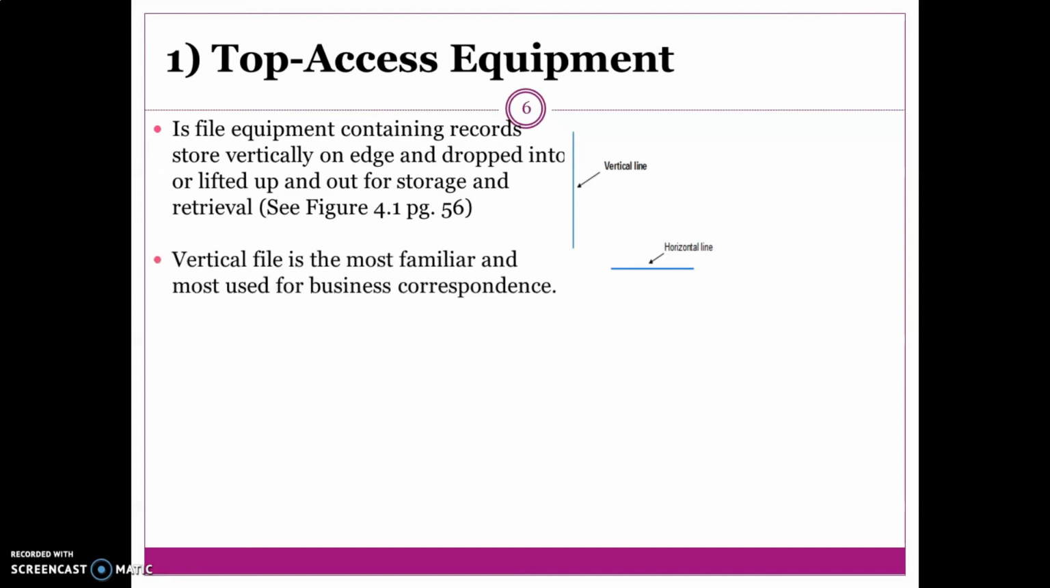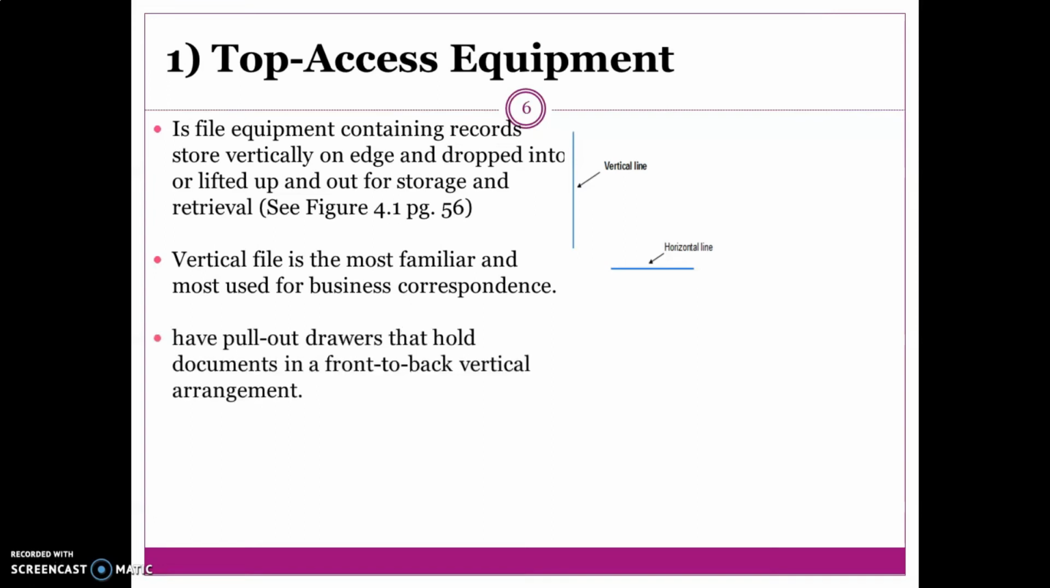So here, when we talk about the vertical file, it is actually the most familiar and most used by companies. Alright, why? Because it's easy for you to handle, and it's cheaper to buy that equipment. And besides that, not only because of the convenience, but also the file is put on the vertical line so that you can access it from the top. And besides that, the drawer usually will have a pull out that holds the documents in a front to back vertical arrangement.